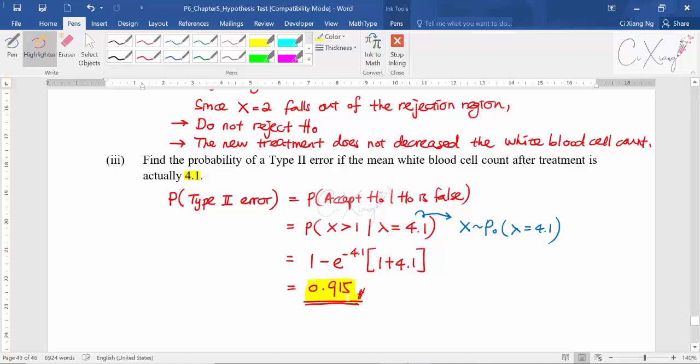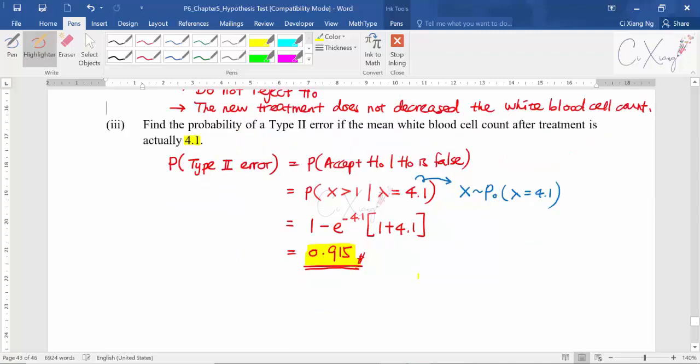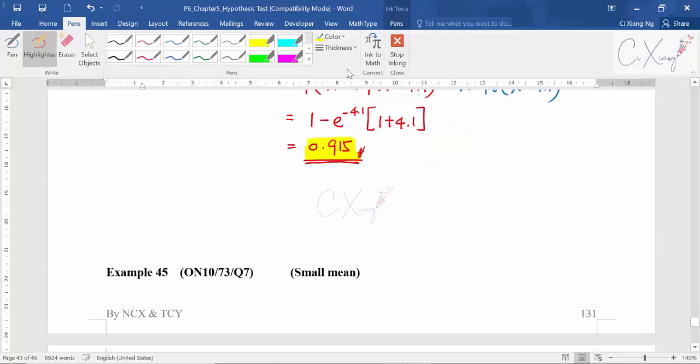Okay, so for this example, in part 1, although they didn't ask you to find the rejection region, you need to find it out on your own so that you can calculate the type 1 error. Then use the result to calculate the type 2 error in this part. Alright, okay, so this is the example that involves finding the rejection region on your own.